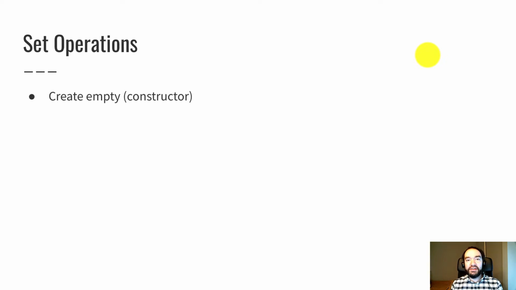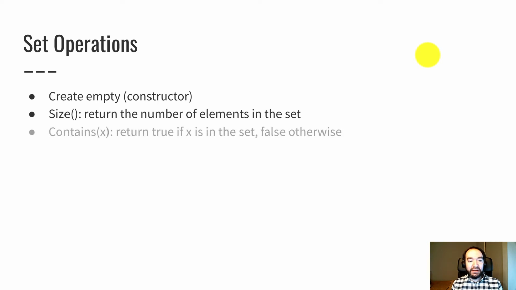Here are the operations that we'll define for the set abstract data type. As usual, you can create an empty set. That would be the constructor. We have a size operation to return the number of elements in the set. There's a contains operation, so given x, return true if x is an element inside the set and false if x is not in the set.